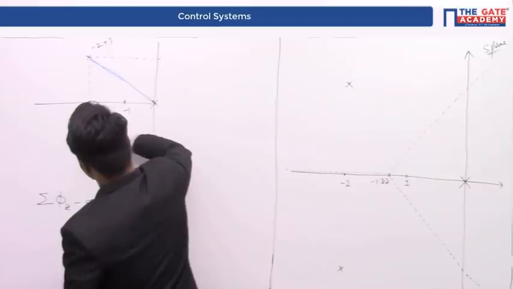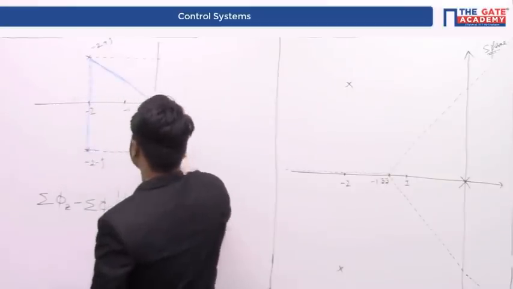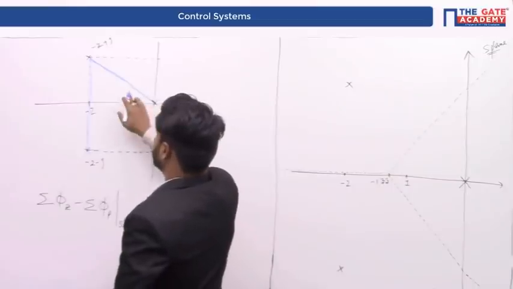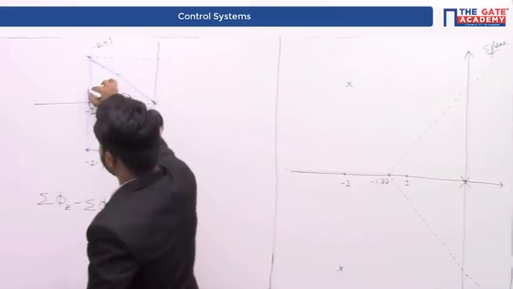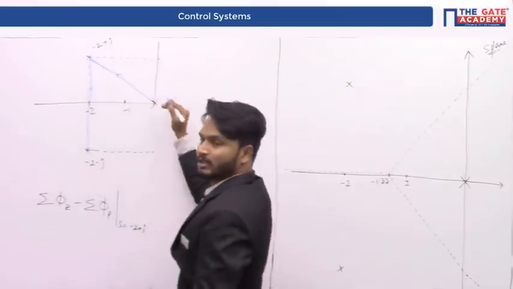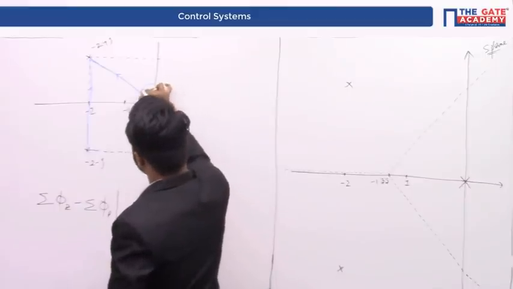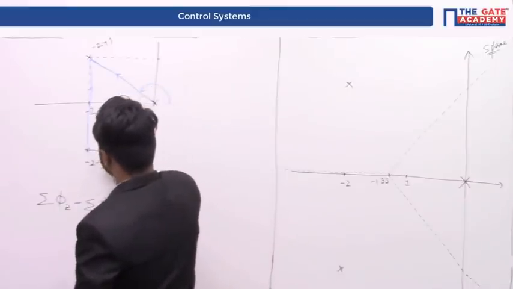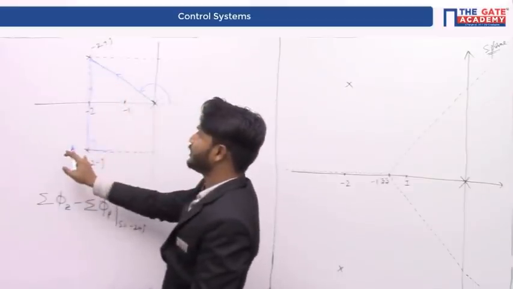And from this pole, draw a vector like this. Right? So calculate the angle of elevation of each and every vector with respect to the positive real axis. So you need to calculate this particular angle as well as this particular angle. So this pole is exactly overhead of this pole.